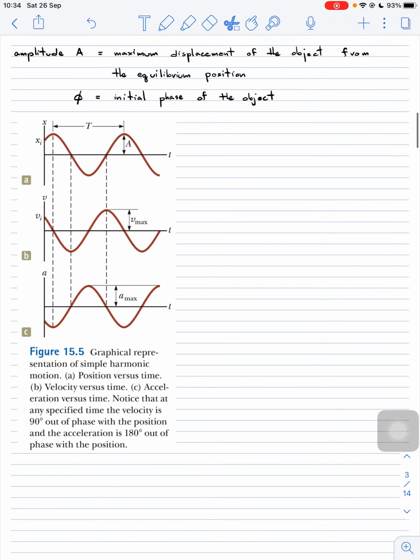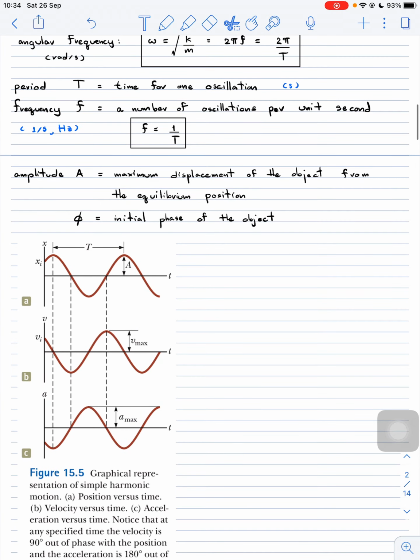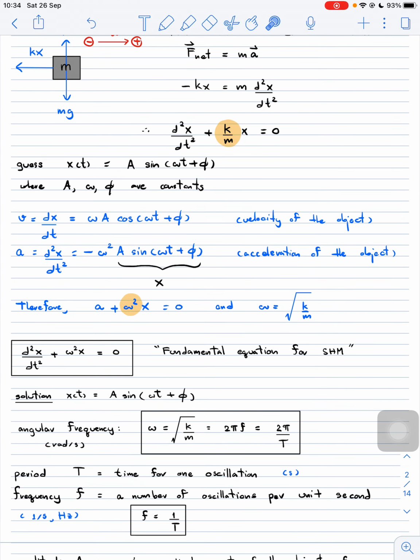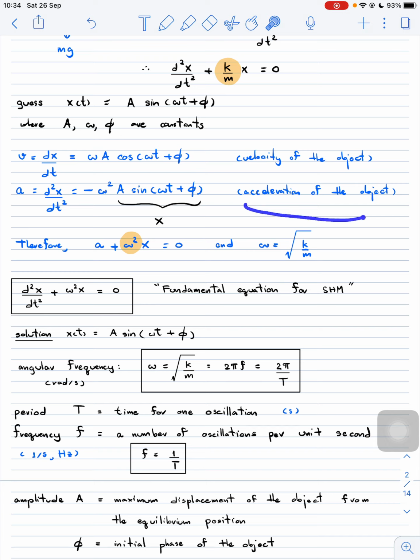Okay, so this graph is taken from the survey's textbook. So now you can see that we have the velocity of the object equal to v equals omega A times cosine of omega t plus phi. And then we have the acceleration of the object, a, equal to negative omega squared times x.